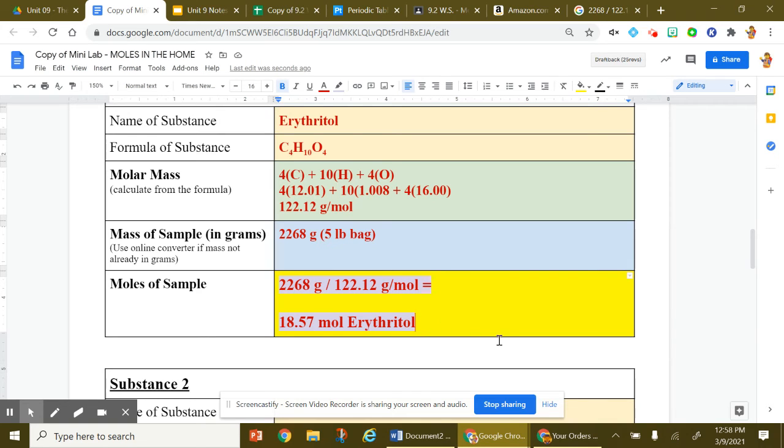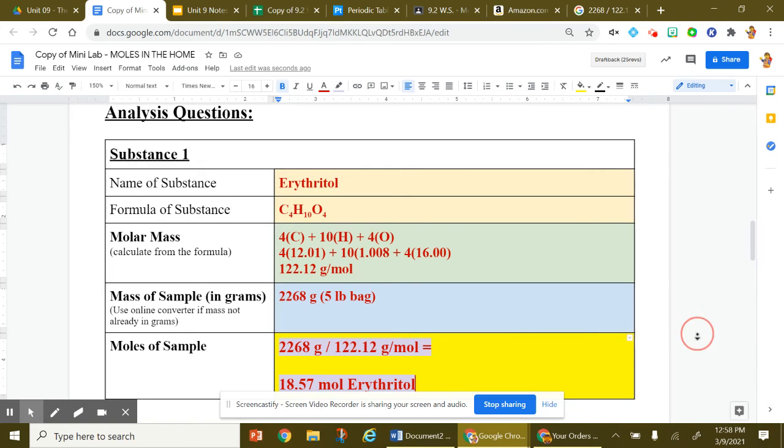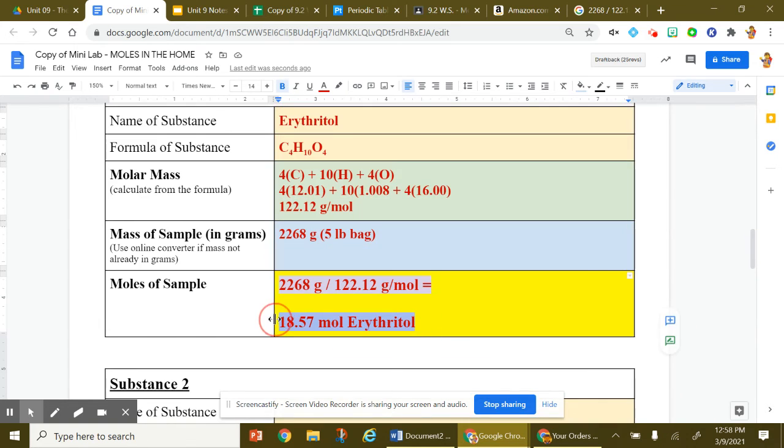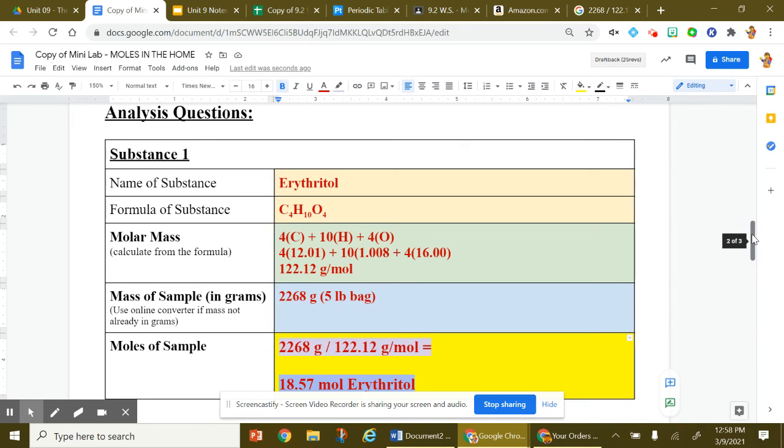So this is how many moles of erythritol are in a 5-pound bag. If I were in a factory producing erythritol and I needed to fill a 5-pound bag, the first thing I would do is convert it into moles of erythritol, and then I would look at my chemical equation to produce erythritol to figure out how many moles of reactant I need. And once I figure out that, I can figure out how many grams of reactant I need. So this is important information if you wanted to, say, work in a factory that produced different chemical compounds.